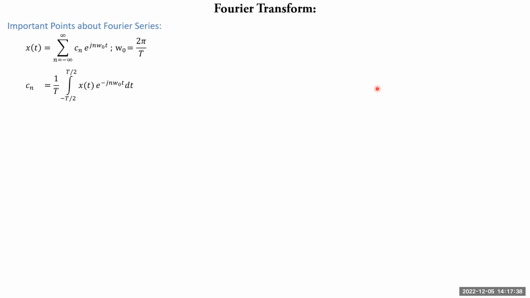In the previous lecture, we saw the Fourier series, which gives a spectrum of any periodic function in the form of an orthogonal set of sine and cosine functions. Now here, before we jump into Fourier transform, we'll see some important points about the Fourier series.